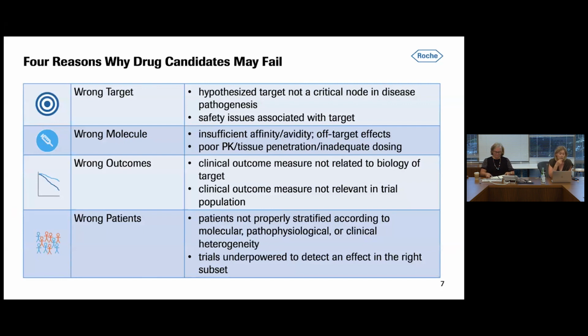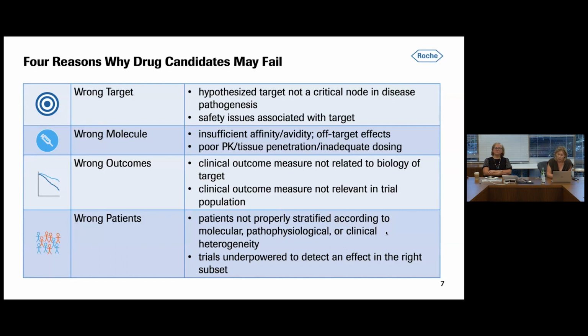There really are 4 reasons why drugs may fail. You might have the wrong target. So you block the target, but it really doesn't result in any clinical benefit, or you have a safety issue that is associated with blocking that target. You could have the wrong molecule. So you might dose it, but you might not have sufficient coverage or sufficient exposure. Maybe it's not potent enough. The target might still be valid, but the molecule needs improvement.